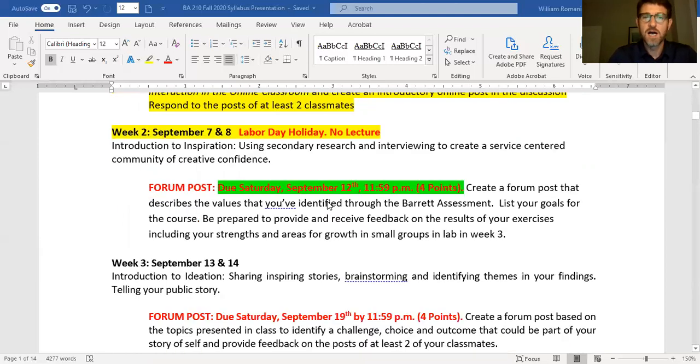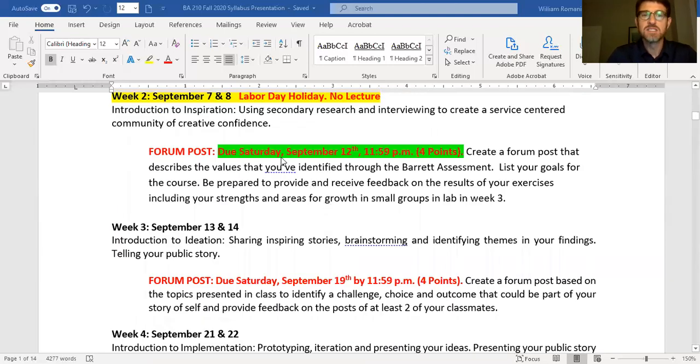The other thing that I'll mention too is a lot of the assignments that I have are going to be due on Saturday night at 11:59. That's not to bust up your weekend. Certainly you can submit these things anytime in advance.